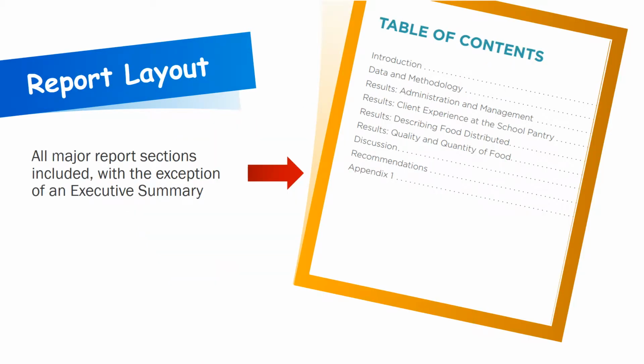By looking at the table of contents, we can see that the report includes all major sections except for the executive summary. The executive summary should include a summary of the entire report, including results and recommendations. This summary, typically no more than 1 or 2 pages in length, is important to include for audience members who may not have time to read the entire report or to help readers focus their reading in specific report areas.